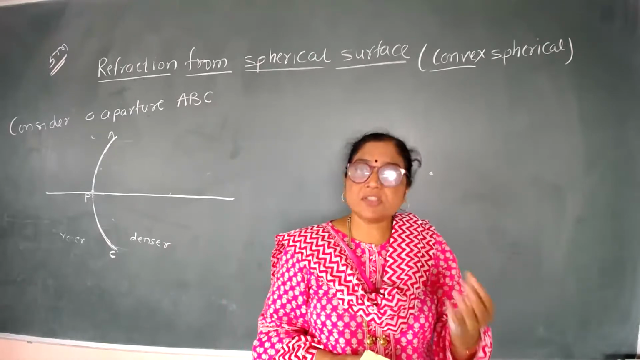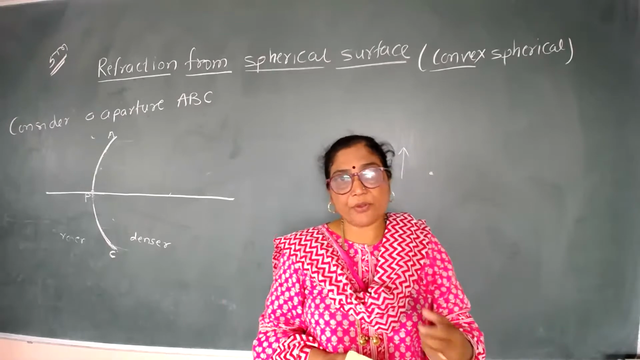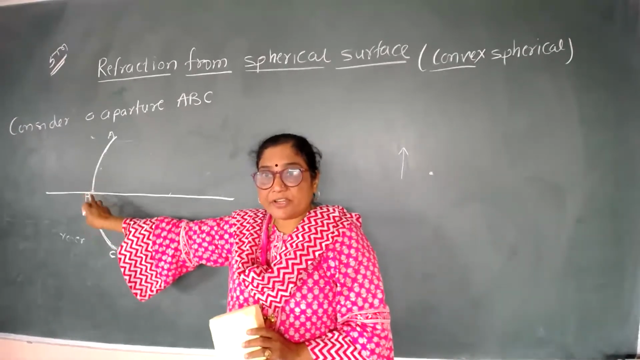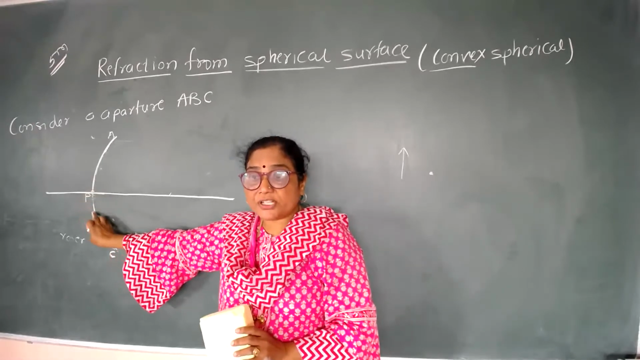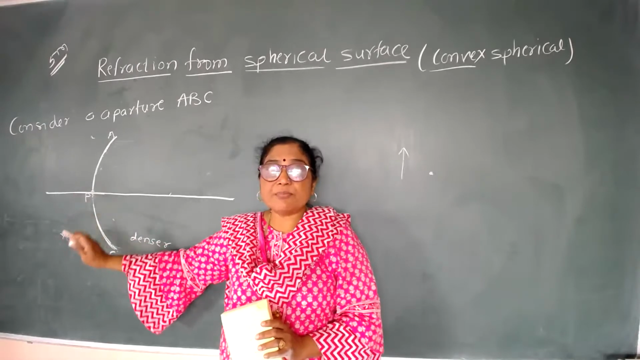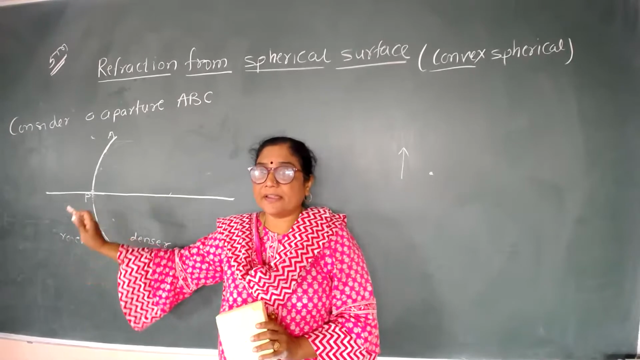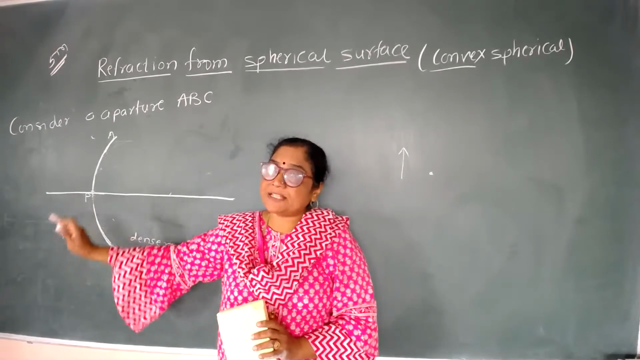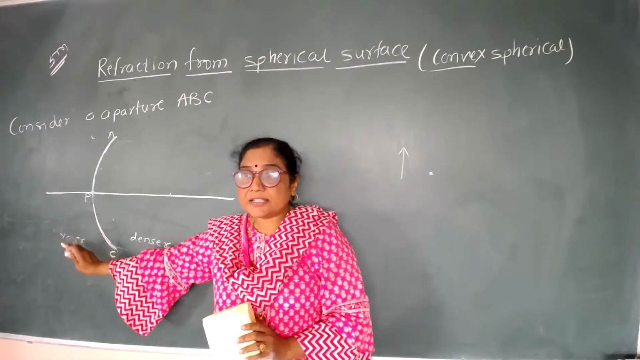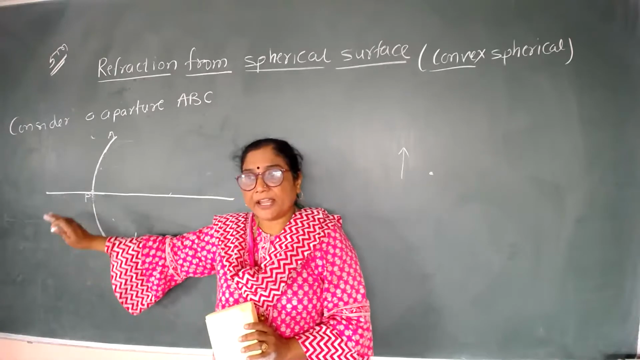These are luminous objects. Luminous object means a number of light rays are propagated from the source. So we consider a point object. In these derivations, which type of object do we consider? We consider a point object. Where is the point object situated? The point object is situated in the air medium on the principal axis.